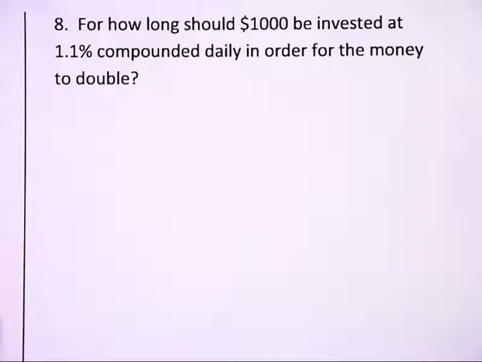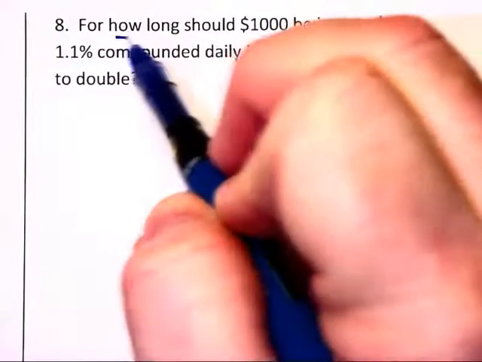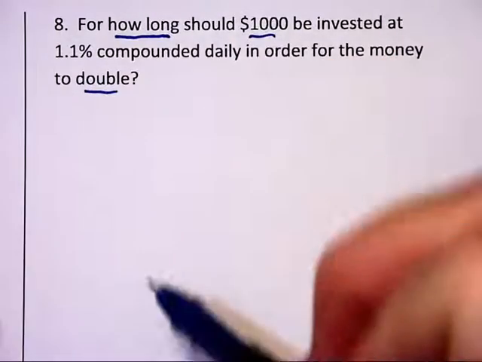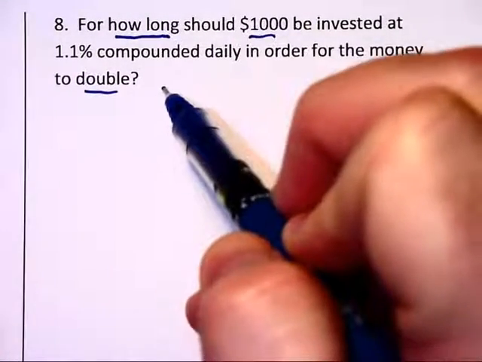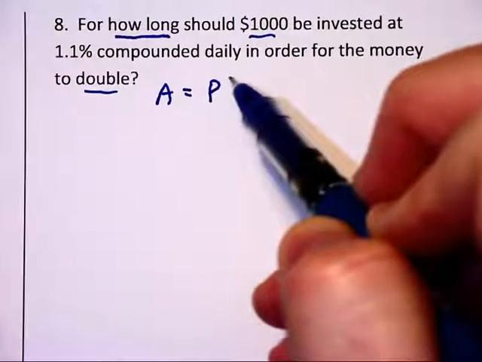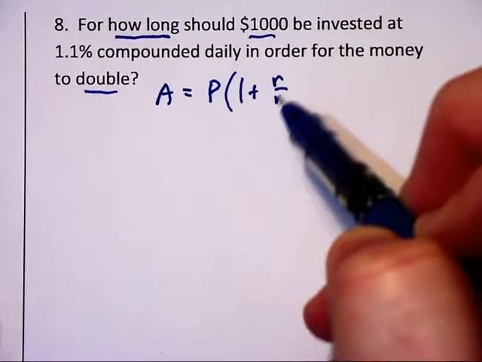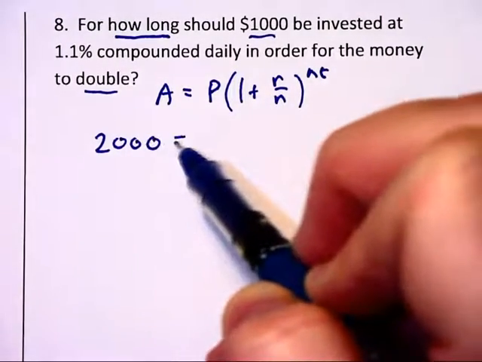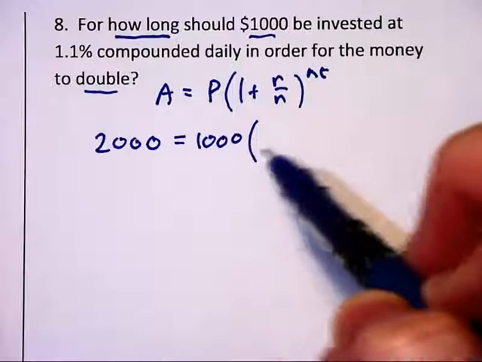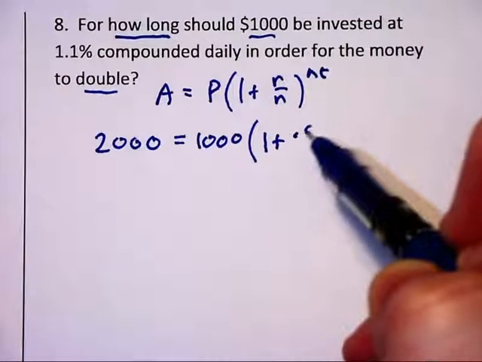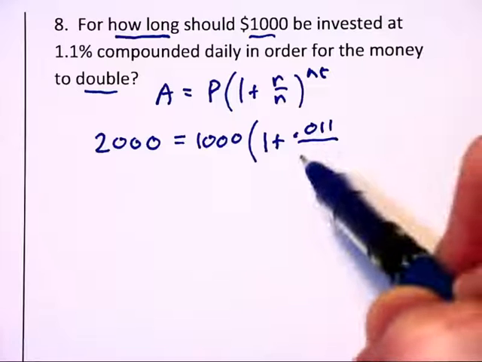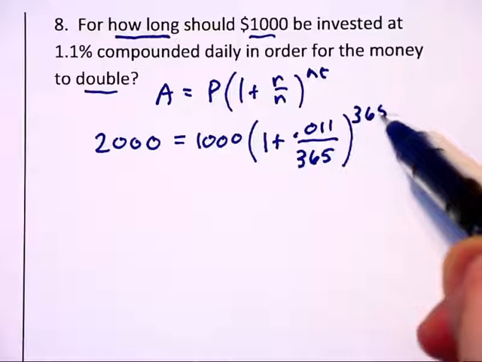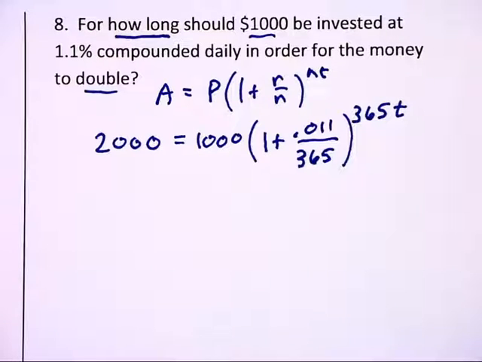For problem number 8, again, how long? We're solving for time, but this time we want our money to double. It's 1,000 being invested. So if we're looking at our formula, A is equal to P times 1 plus r over n to the nt power. The 1,000 is going to double to 2,000 after the course is run here. So we'll have 1 plus 0.011 for the interest rate. Daily tells us we're dealing with 365, so this will all be raised to the 365t power.